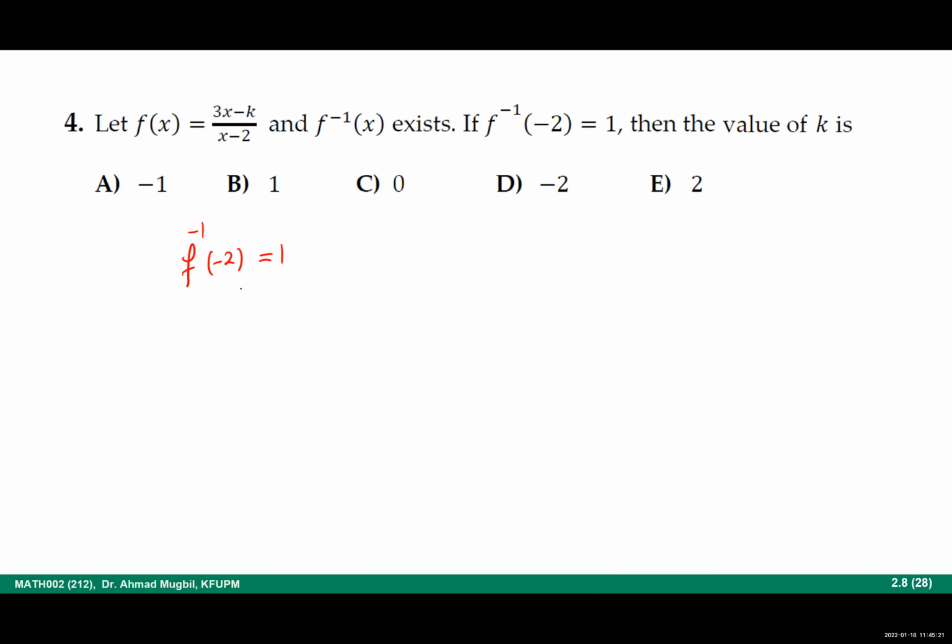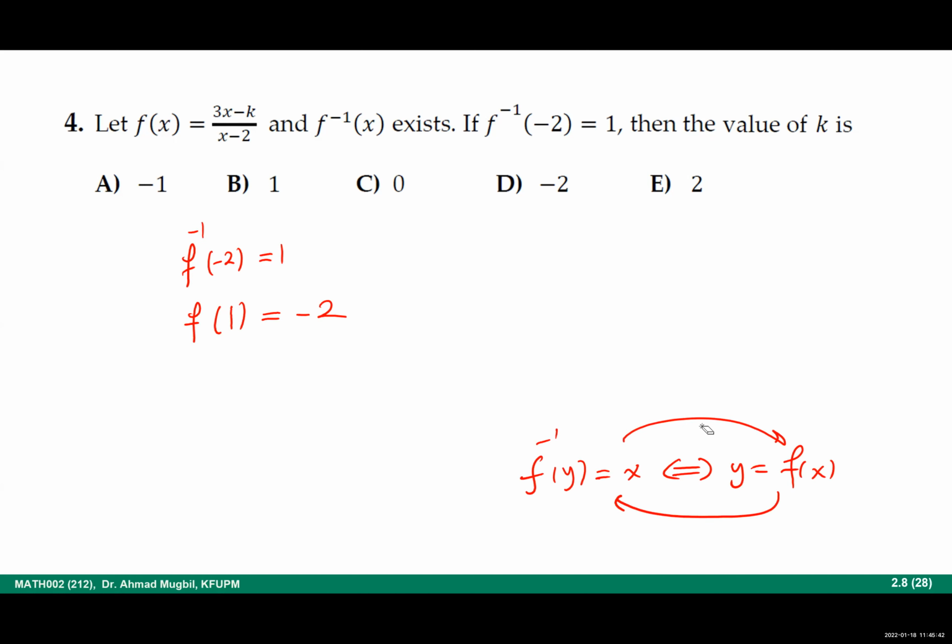this is equivalent to what? F at 1 equals negative. Where do we bring this from? From the definition: f inverse of y equals x if and only if y equals f of x. So if you have this, you have this. If you have this, you have this. They are equivalent. So in fact, you don't need the inverse. Khalas, by the inverse, you have the function.